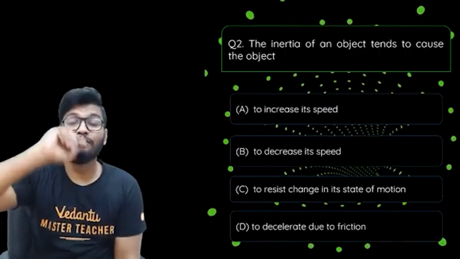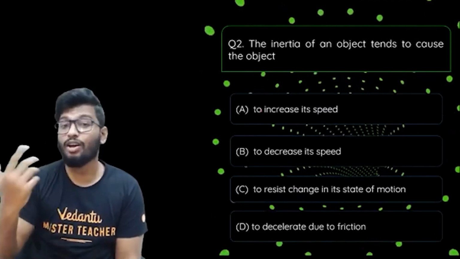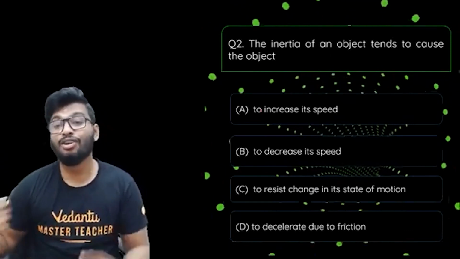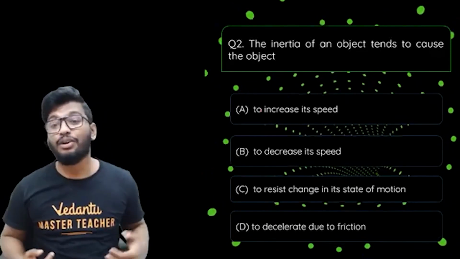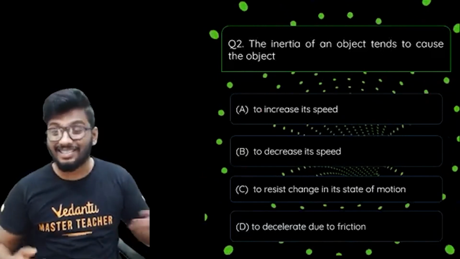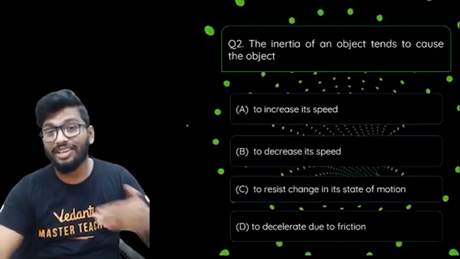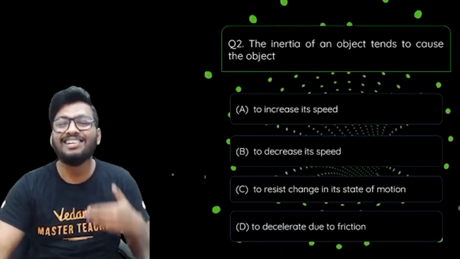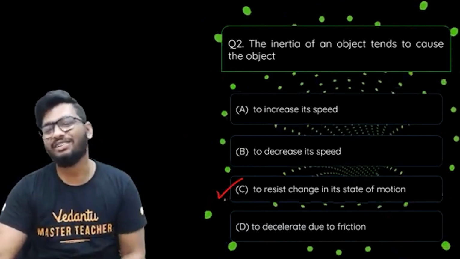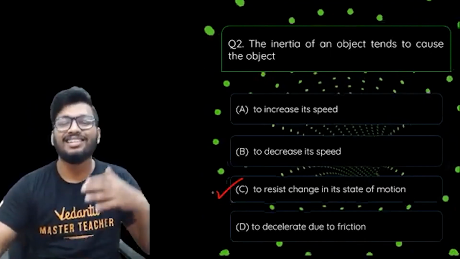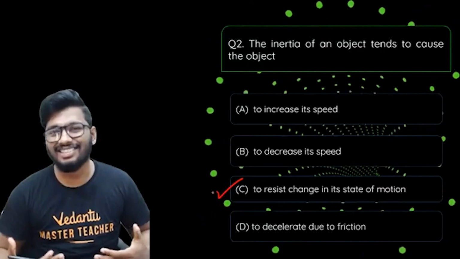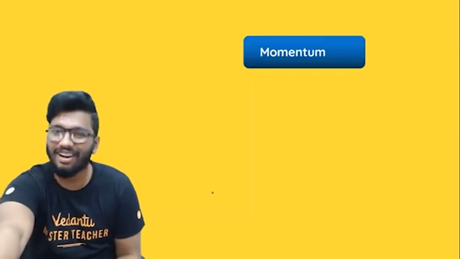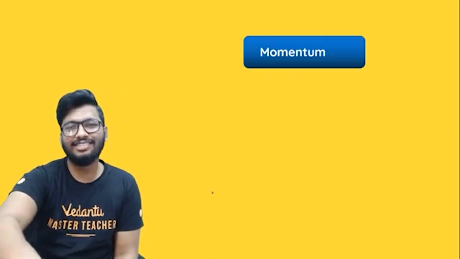Here is another question, guys. The inertia of an object tends to cause the object to increase its speed, to decrease its speed, to resist the change in state of motion, or to decelerate due to friction. What do you think is the right answer, guys? It's a very simple question. Inertia tends to cause the object to resist the change in the state of motion or rest. That is what inertia does. So greater the mass, greater the resistance; lesser the mass, lesser the inertia as well, right?